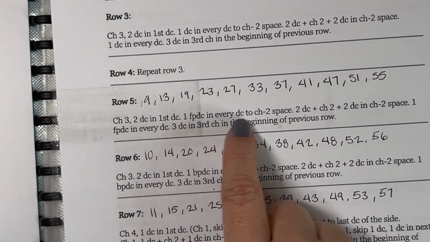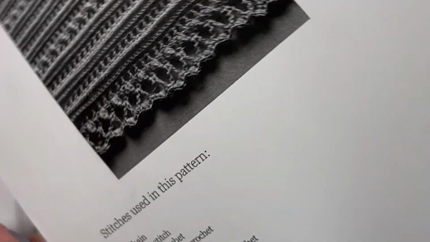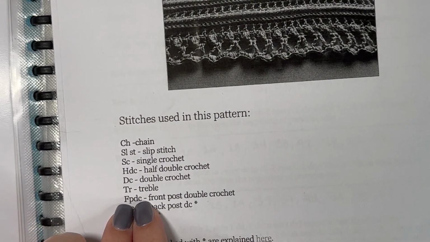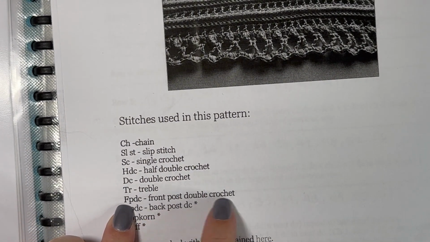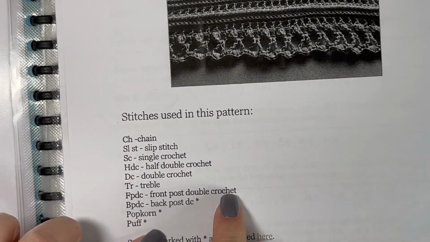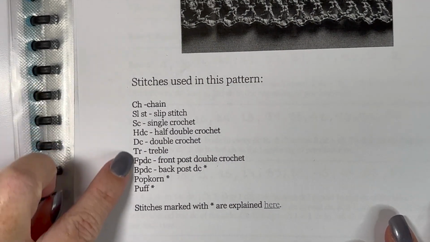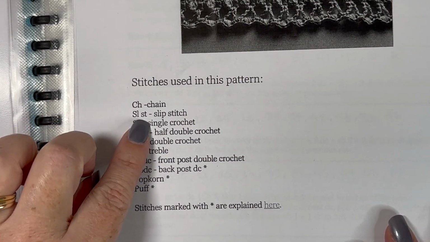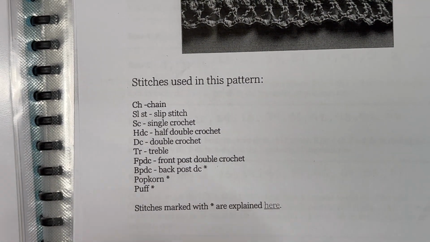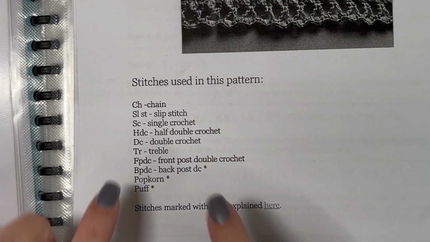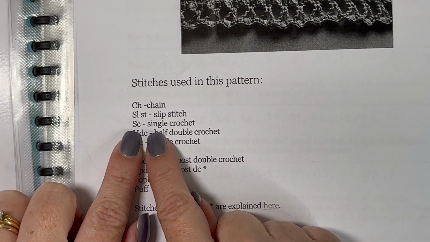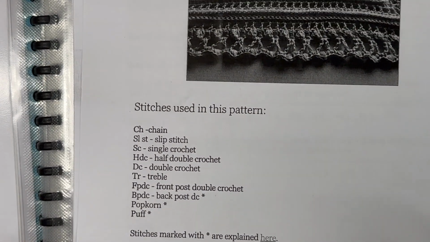And again, all of these abbreviations, you'll be able to find them over here in the stitches used in the pattern. So you'll be able to find FPDC, front post double crochet. You're going to want to actually get acquainted with this section and make sure that you remember those abbreviations, what they stand for, like slip stitch, single crochet. Now, straight off the bat, I can tell you that this is an American pattern. Why? Because of that single crochet. UK patterns do not use a single crochet. Okay?